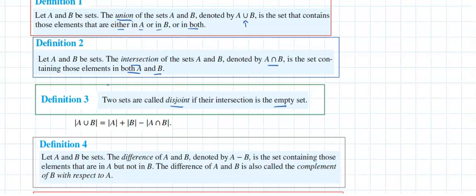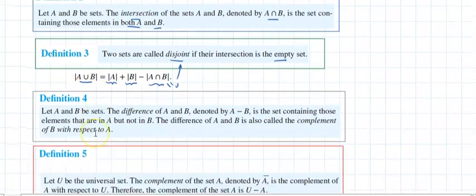Now be careful when you do the union. If you take A union B, if you count all the elements in A and all the elements in B, you have to take out the overcount, the elements that are in both. Unless the set is disjoint, then this here would be 0 because there's nothing there. But if it's not disjoint, you gotta be careful with that part.